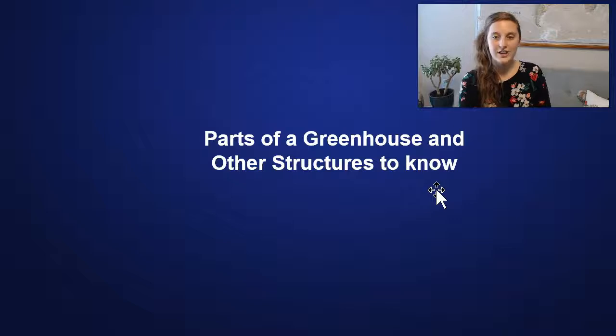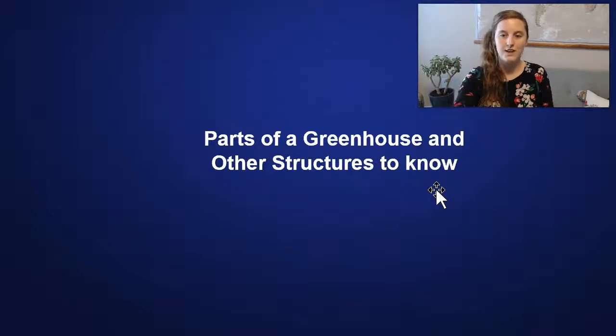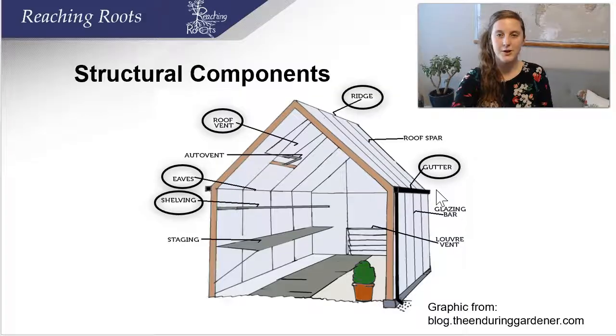Now we're going to go over the types of structures that you'll find within a greenhouse. I want you to know these just so that you're familiar with the terms. So this is a graphic of a greenhouse, and we're going to go over the different parts. This is the shelving or staging, an area where you put soil in your pots and plant your seeds. This is the eaves, this line right here.